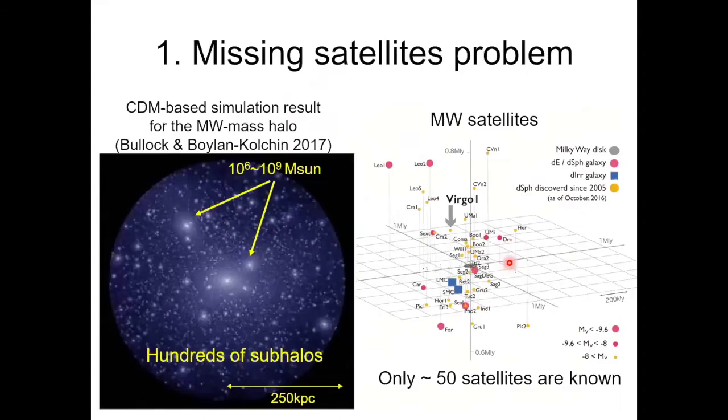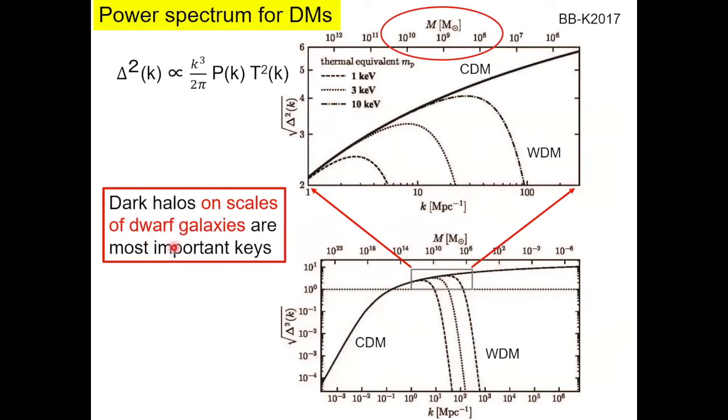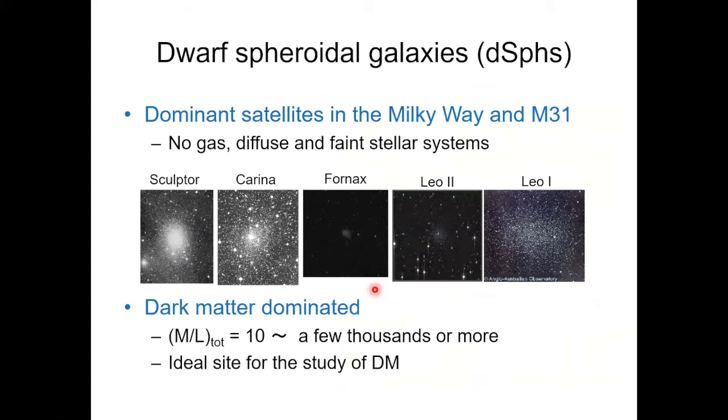So as I said, dark halos on the scale of dwarf galaxies are the most important key to this issue. So again, what are dwarf spheroidal galaxies? In short, dSphs. These are the dominant satellites of the Milky Way and also the Andromeda Galaxy in the Local Group. These galaxies have no gas and a diffuse stellar distribution, so it is a faint stellar system. Here are some examples of dwarf spheroidal galaxies: Sculptor, Carina, Phoenix, Leo II, Leo I, so diffuse. But as I said, these galaxies are dark matter dominated. The mass-to-luminosity ratio is 10 to a few thousand or more. So these dwarf spheroidal galaxies are now regarded as an ideal site for the study of the nature of dark matter.